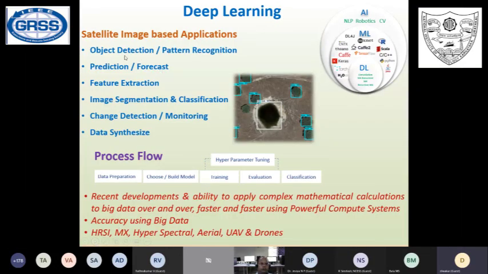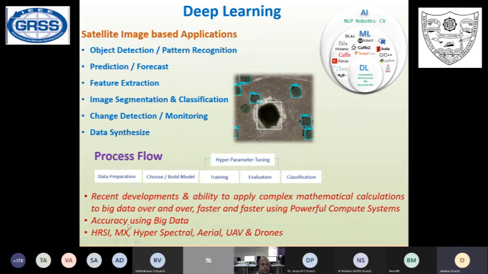Deep learning, of course, looks at object detection. You can get into the pattern recognition area and a whole lot of other areas like image segmentation, which becomes important. Change monitoring becomes very important because deep learning techniques are very hungry. They look at huge amounts of data, particularly for data synthesis and detection.